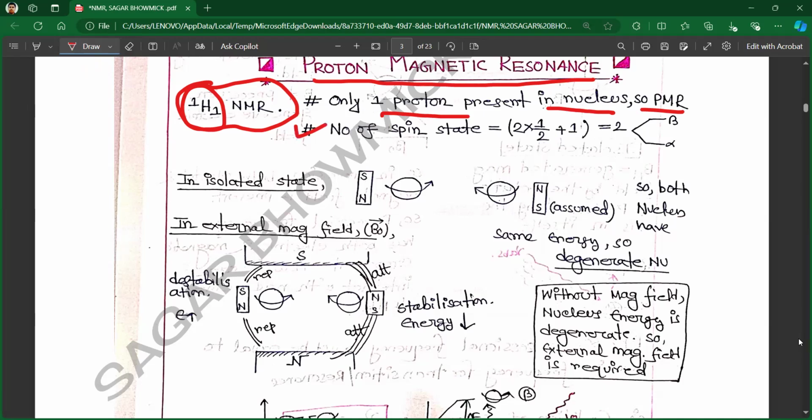Now, number of spin states. In the last class, I told you about spin multiplicity. I value is half for hydrogen. So spin multiplicity will be 2. That means it will be split into two states, alpha and beta state.